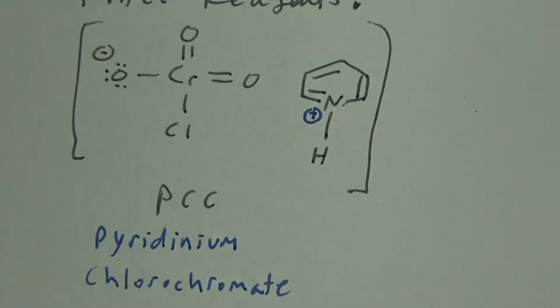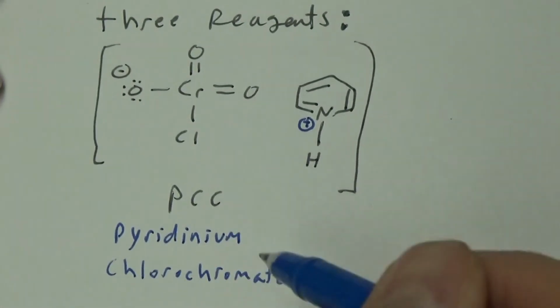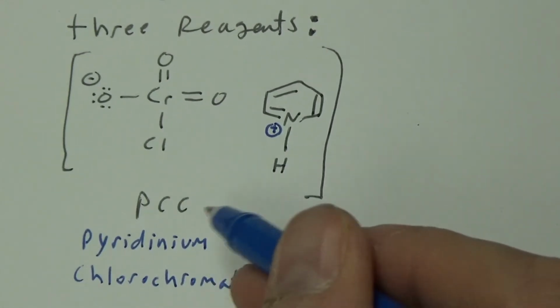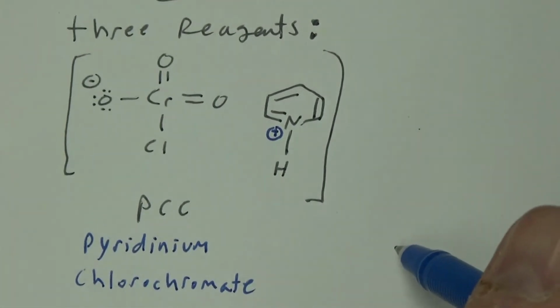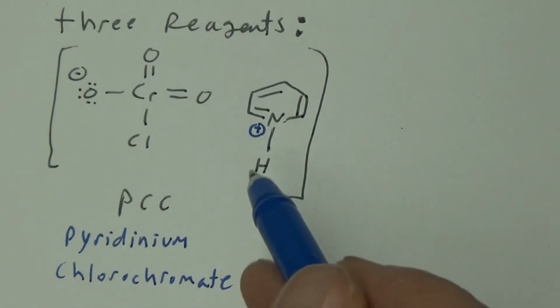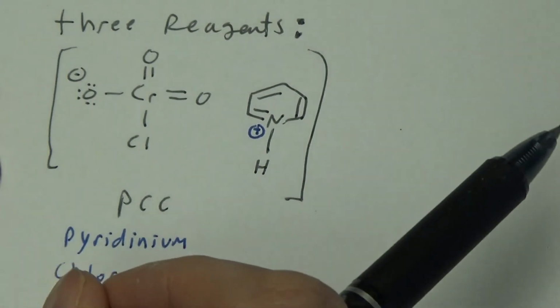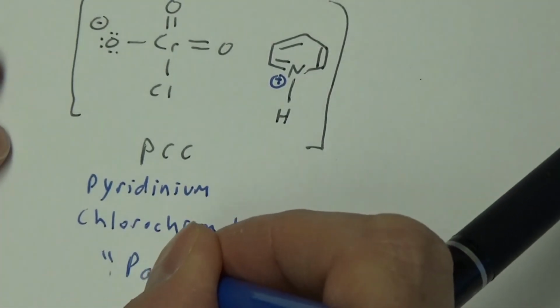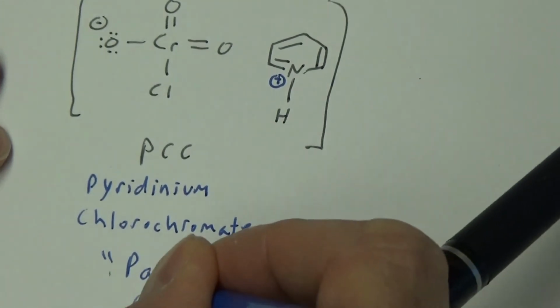Pyridinium chlorochromate, okay? And the abbreviation is PCC. So you're going to see PCC 1,000 more times, all the way through the end of Organic 2. So you don't need to memorize the structure, but you will need to understand what its reactivity is, okay? I'm also going to say that this causes a partial oxidation.